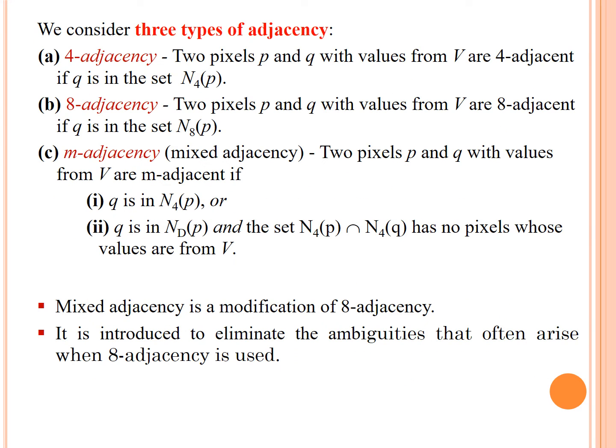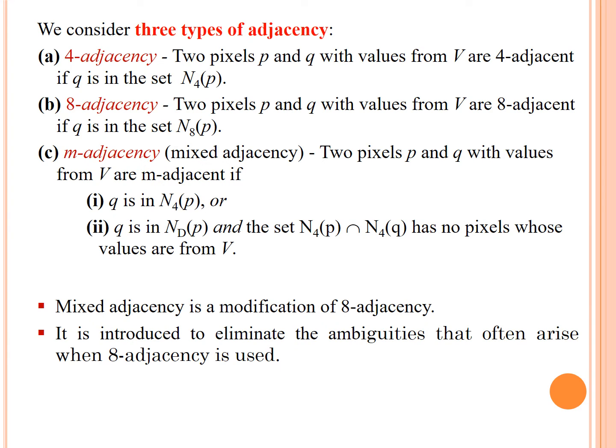We consider three types of adjacency. Number one, 4 adjacency: two pixels P and Q with values from V are 4 adjacent if Q is in the set N4(P). Second, 8 adjacency: two pixels P and Q with values from V are 8 adjacent if Q is in the set N8(P).